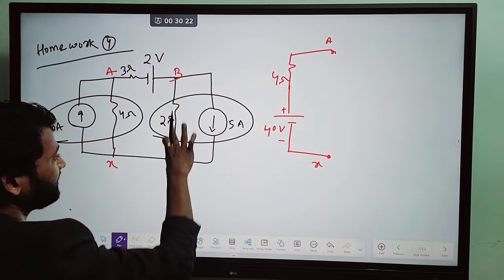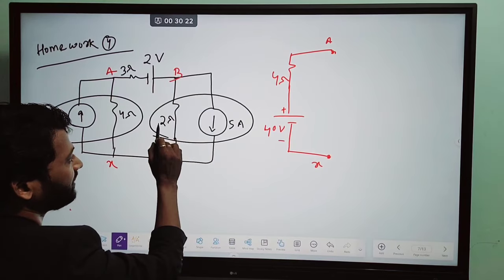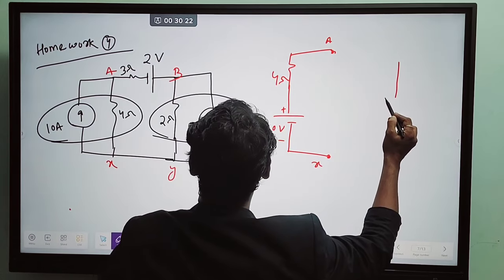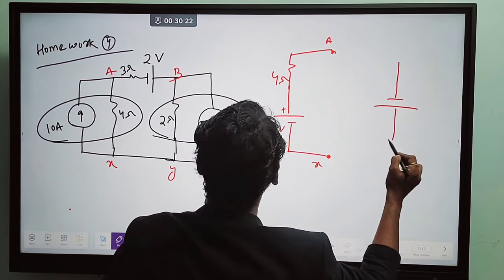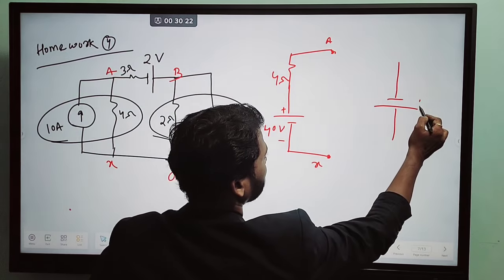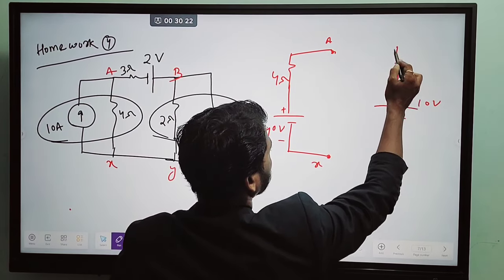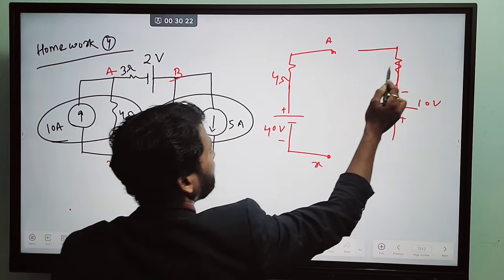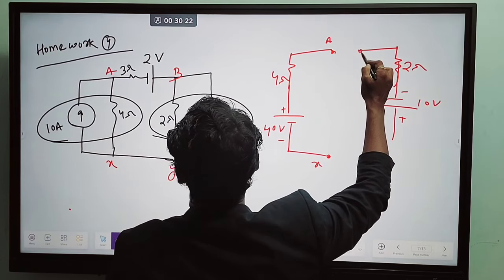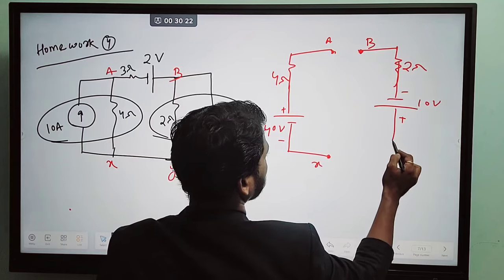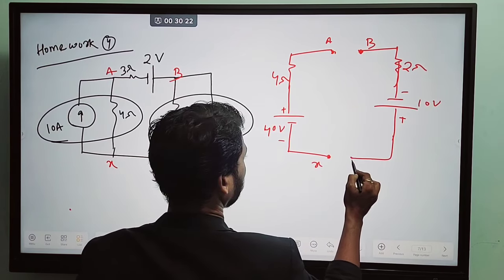Then similarly, across B and Y, 5 and 2. What is the potential here? Potential will be 5 into 2, 10 volt. Okay, and resistance value will not change. Resistance will be 2 ohm. And this point is B, and this point is Y.